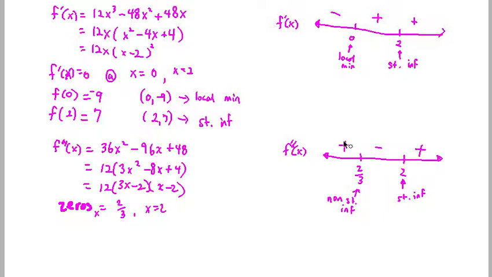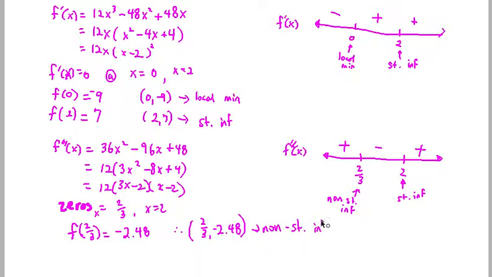So what is f of 2/3? Remember, to help me with the actual graph of f, I need to put f of 2/3 in, because that's my point of inflection here. If you do this on your calculator, you end up with negative 2.48. And f of 2 we don't need to find because we already found it up here; we know it's a stationary inflection point. So the point 2/3, negative 2.48 is my non-stationary inflection point.